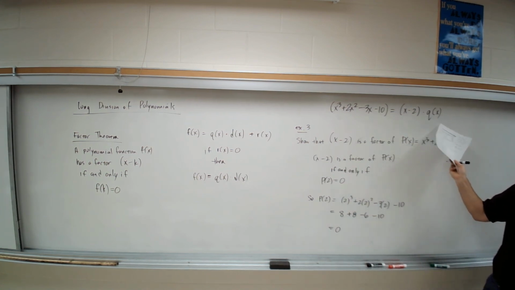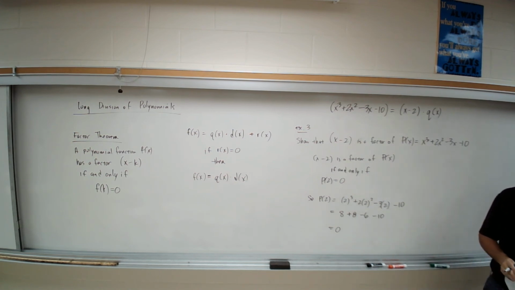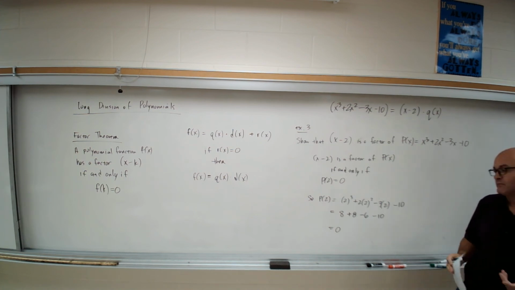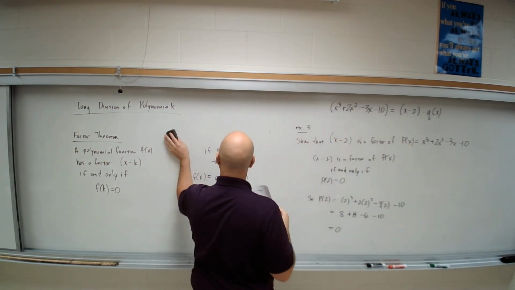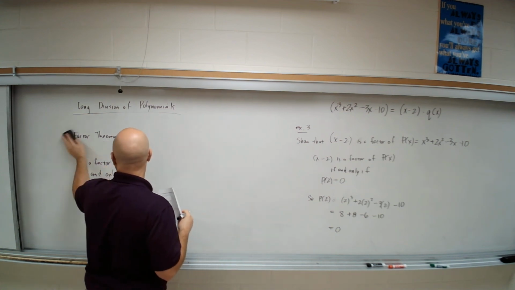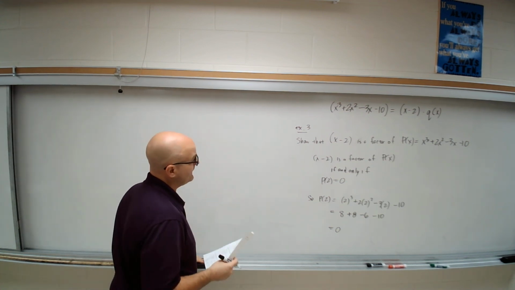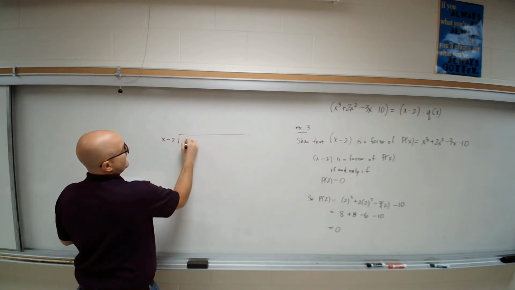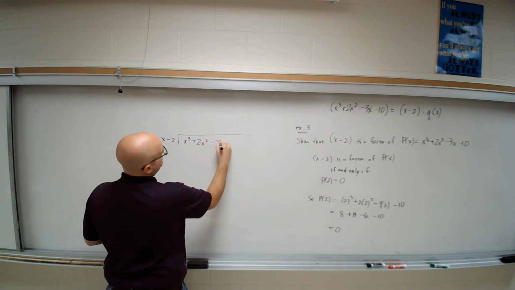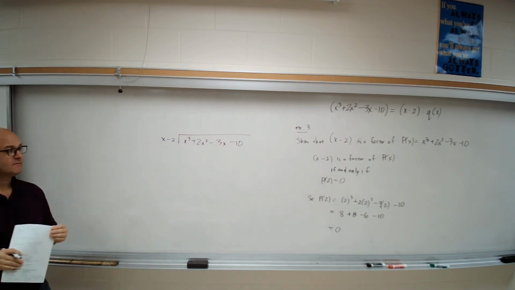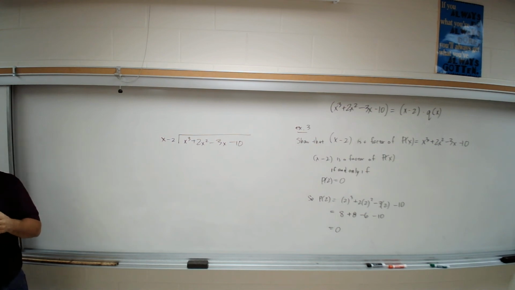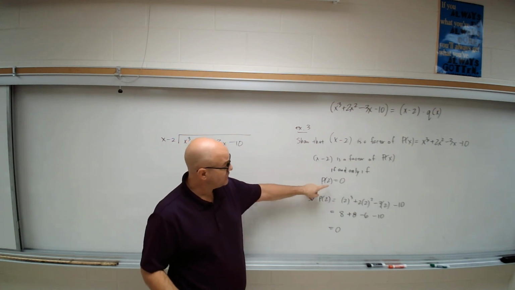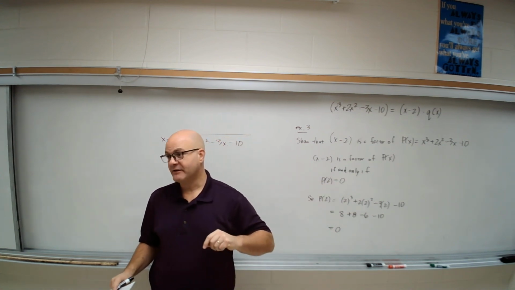Now, it doesn't quite show us what the quotient would be. To actually find the quotient, we have to go back and do the long division. So let's take a look at that: x minus 2 into x cubed plus 2x squared minus 3x minus 10. If we do this division, we should get a remainder of 0, because p of 2 was 0.